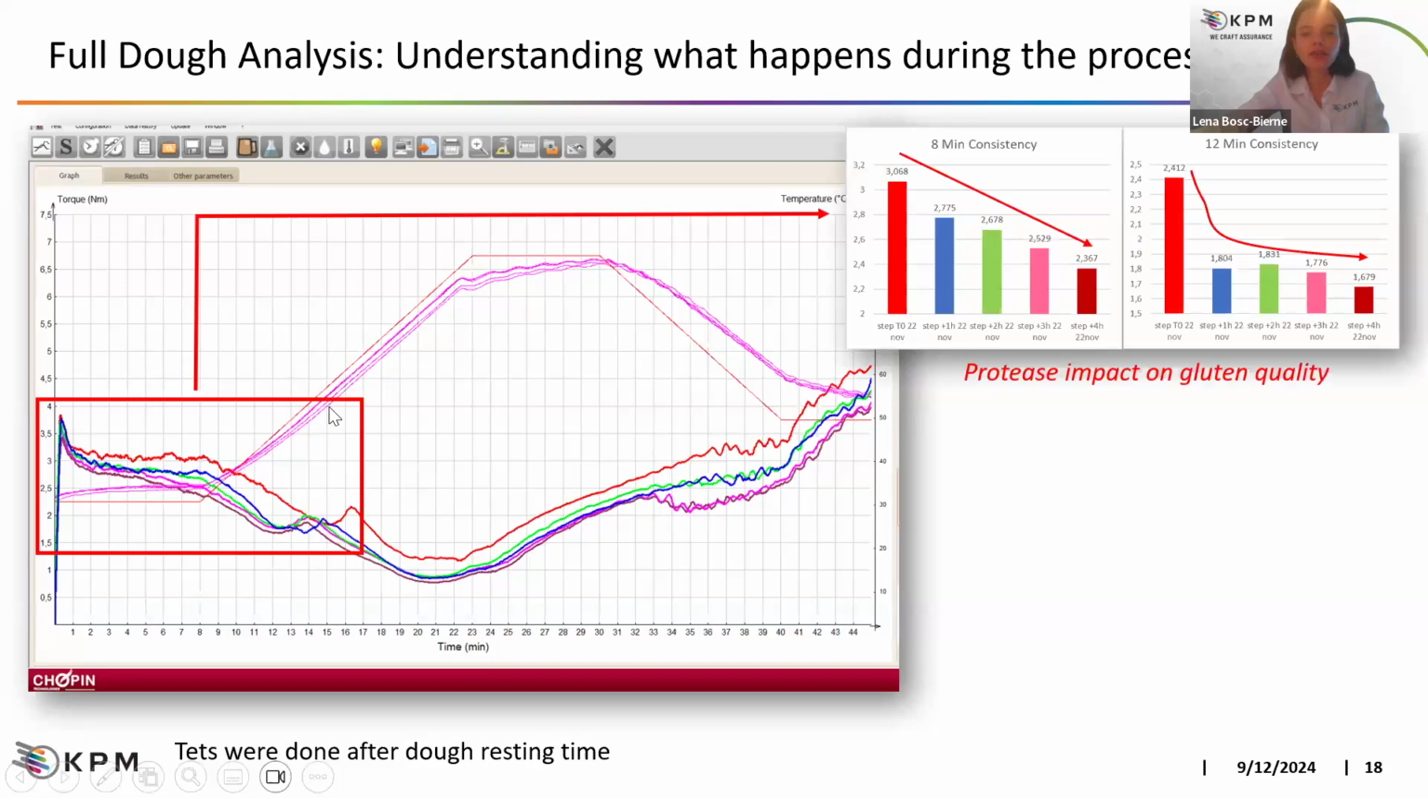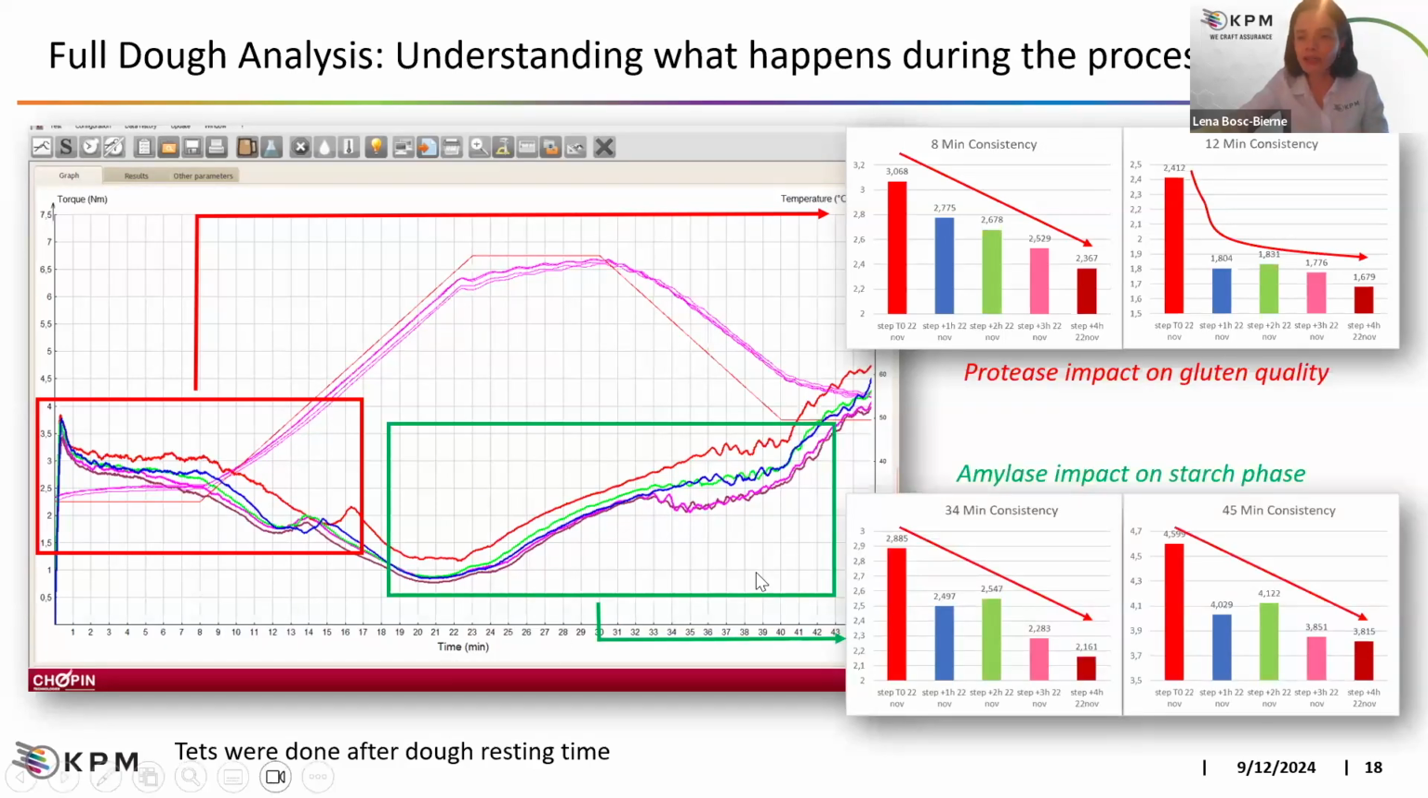Again, we have a lot of information, but we saw a tendency toward a weaker consistency during resting. This is most likely due to the proteases in the formulation acting during the resting phase. We also saw a lot of impact on the starch part when the temperature is high, and again a decrease in consistency, indicating that amylases may also have been acting at the same time. The point is that here we access a lot of data that we have never seen before, and so probably a lot of value that we are not fully capable of analyzing yet, but that's just the beginning.